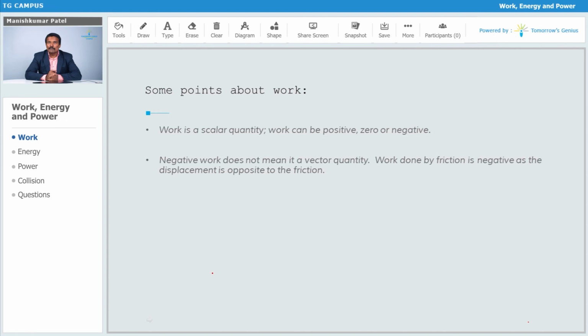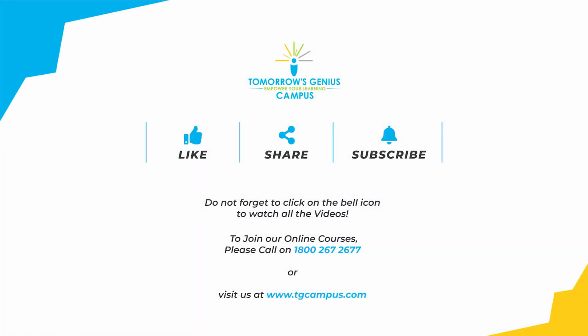Work can be positive, 0 or negative, which we will also see. Negative work doesn't mean it is a vector quantity. Again, the work done by friction is negative, as the displacement is opposite to the friction. That is nothing but negative work done.